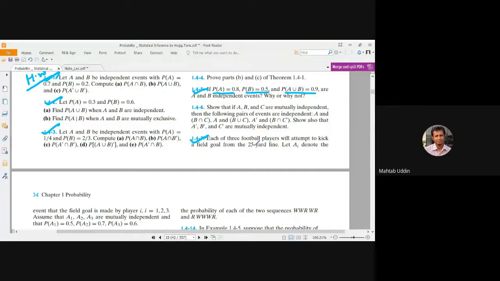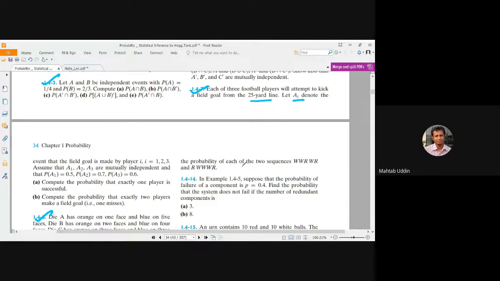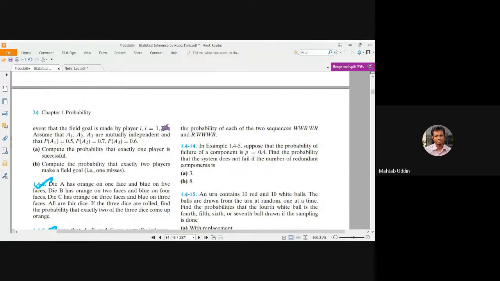Each of 3 football players would attempt to kick a field goal from 20 yards line. Let Ai denote the event goal made by the player i. তাহলে A1 হচ্ছে first. A1 is first player making the goal. A2 for the second player. A3 for the third player. Do you understand? The probability of their success rate: first player 0.5, second player 0.7, third player 0.6. Compute that exactly 1 player successful, exactly 2 players successful.